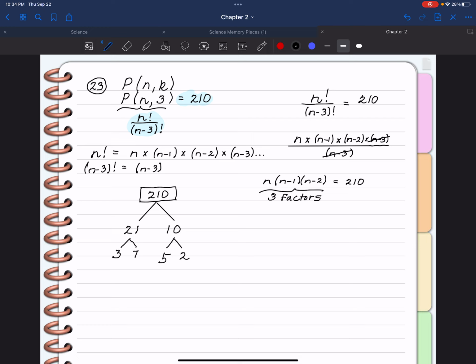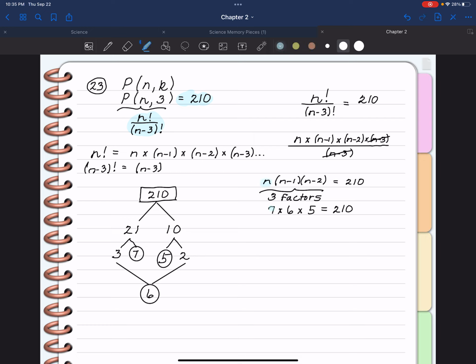Okay? So I have a 7. And I have a 5. What if I take the 3 and the 2 and get a 6 out of there? So 3 times 2 is 6. Look at what I've just done. I have 7 times 6 times 5 is 210. So that puts them in the right order.